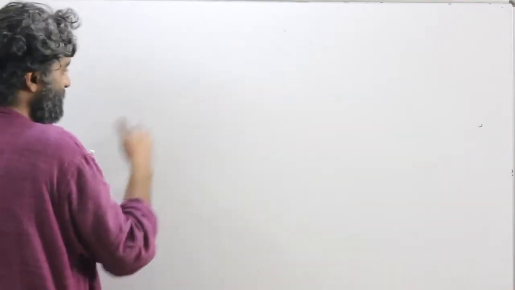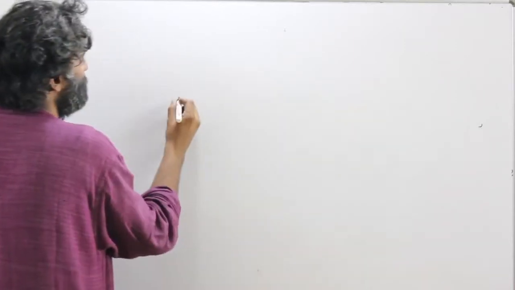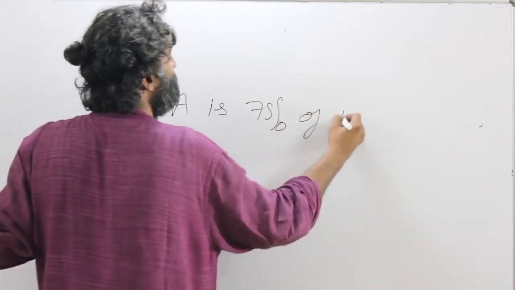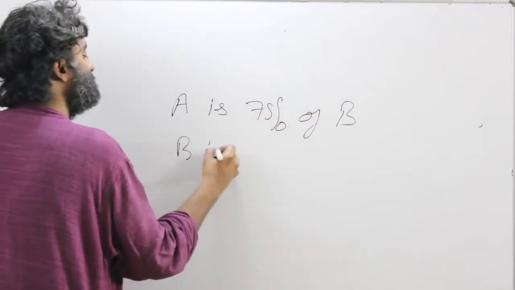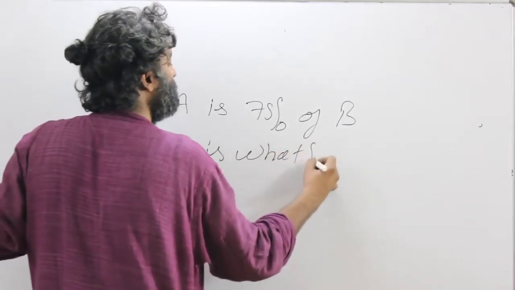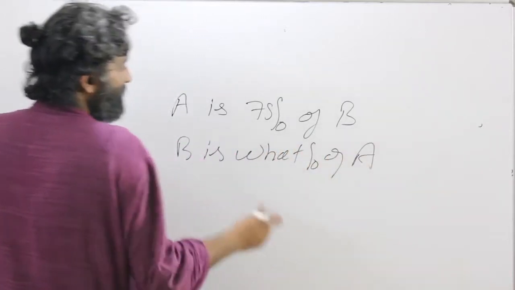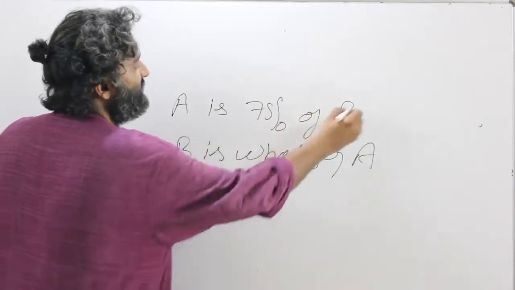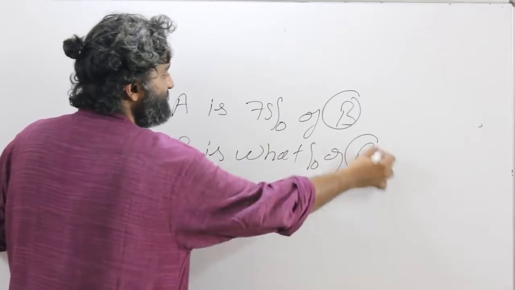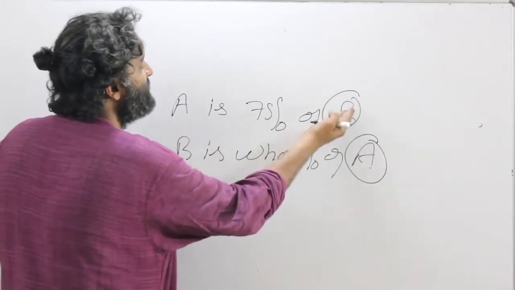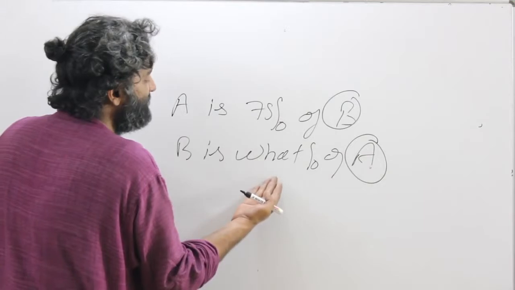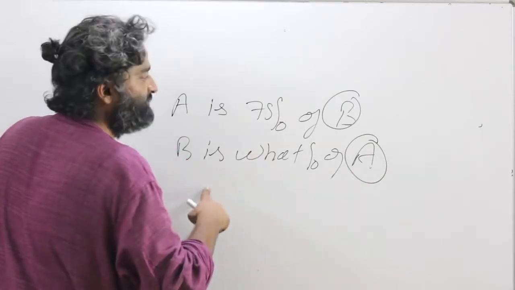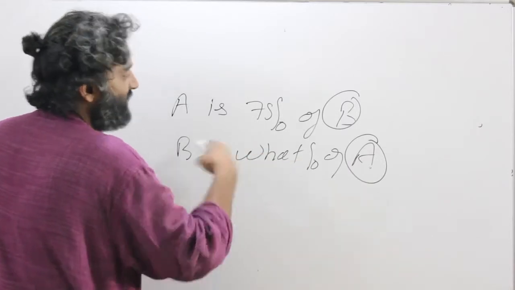Let's look at one more jugglery involved here. The question could be: A is 75% of B. B is what percent of A? First of all, I hope you understand that the answer is not 75 for both of them. Here the base is B, in here the base is A. And this means when B is 100, A is 75. And the question here is, when A would be 100, how much would be B, right? So you have to think in that direction.